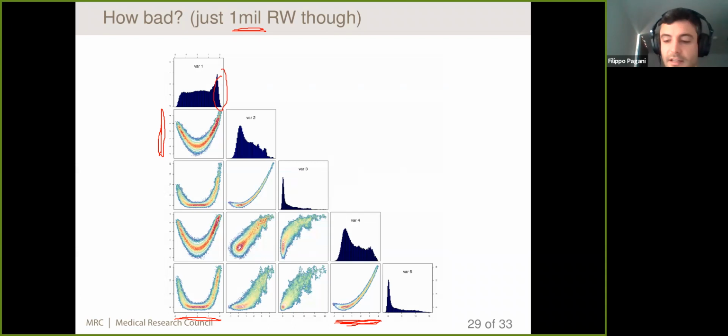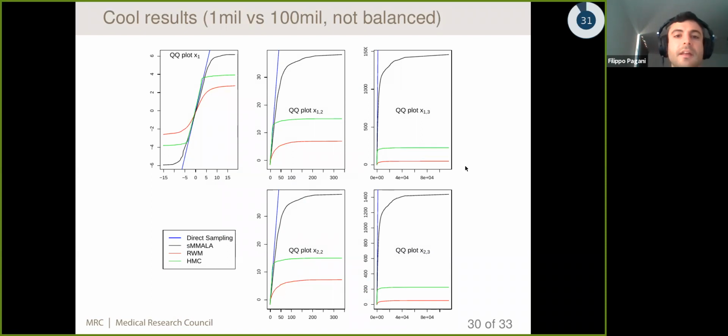To do this in a slightly more principled way, I plotted the QQ plots for the same model, but this time I compared, instead of 1 million random walk samples, 100 million of them versus 1 million samples from a simplified manifold MALA. Also, I took 100 million samples for HMC, tuned in a naive way. Bear in mind that HMC in this case is like 20 times more expensive than random walk.